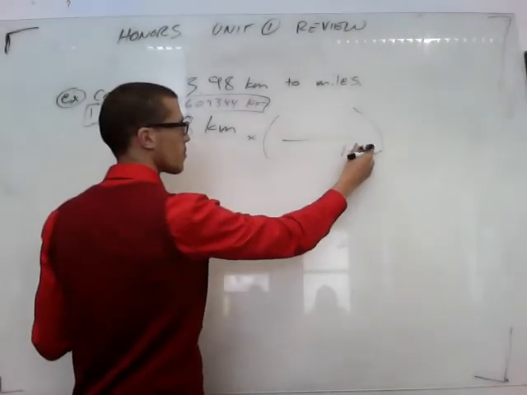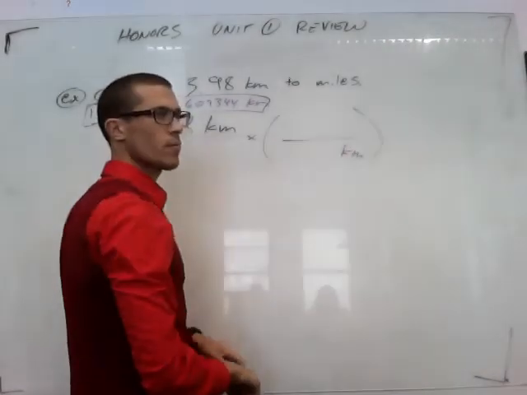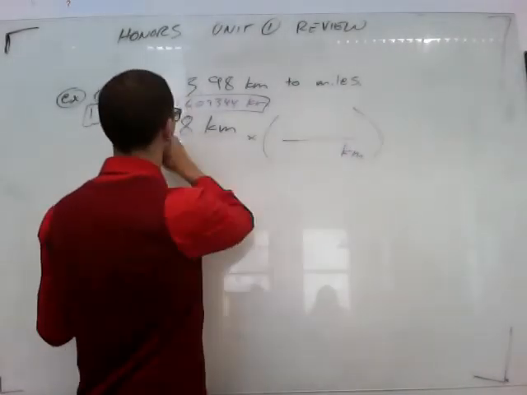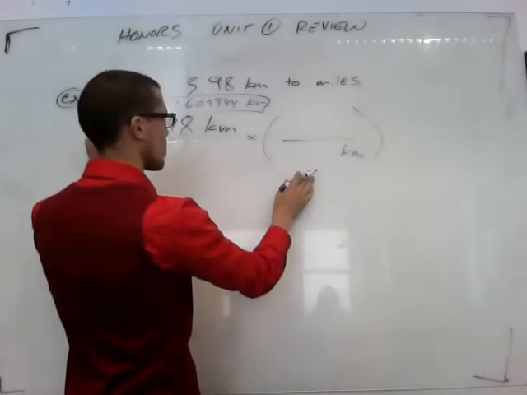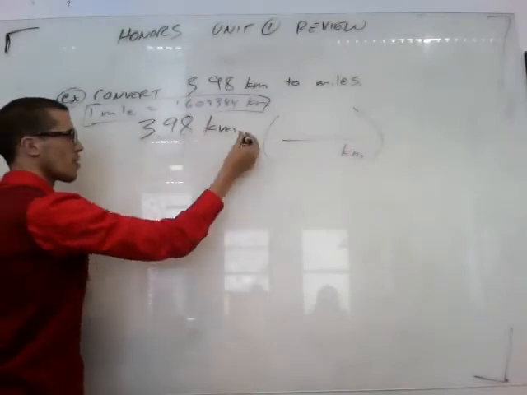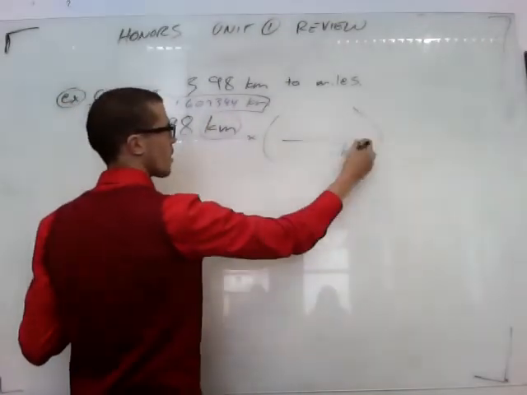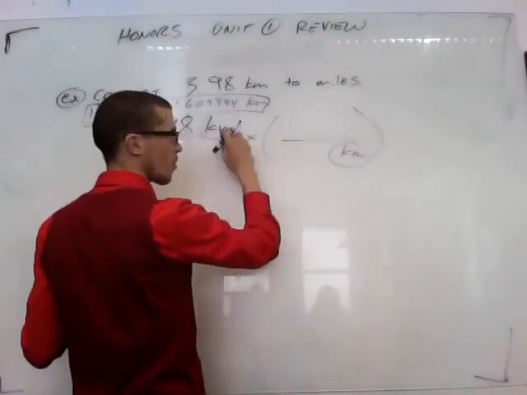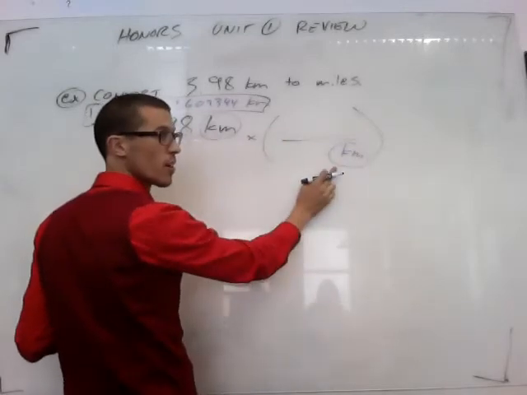Don't you always have to put the 1 on the top? You don't always have to put the one on top. But in this case, we want to put the kilometer unit in the denominator so that these can cancel out. And you always want to do that. You always want to cancel out the units.